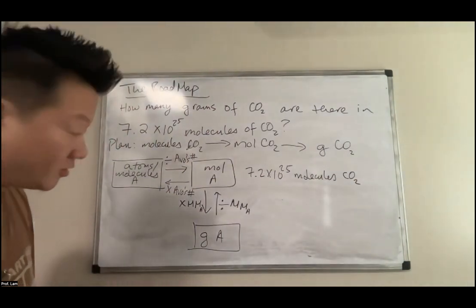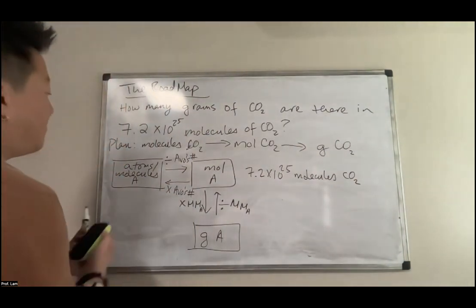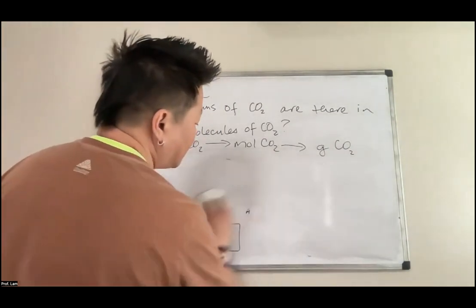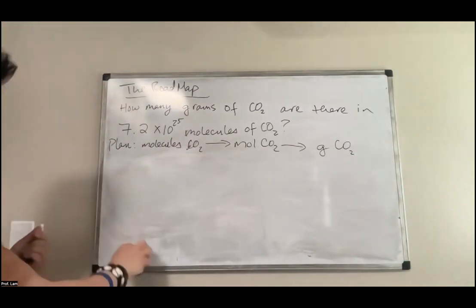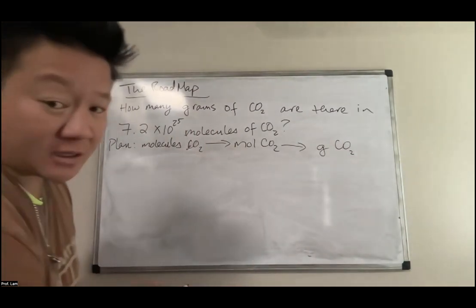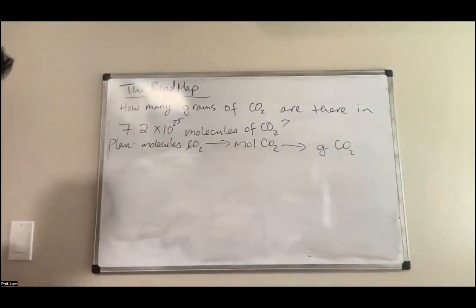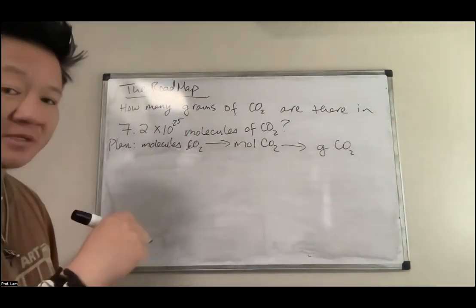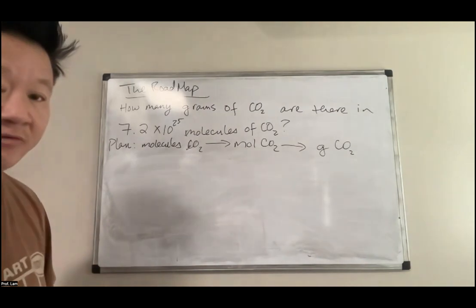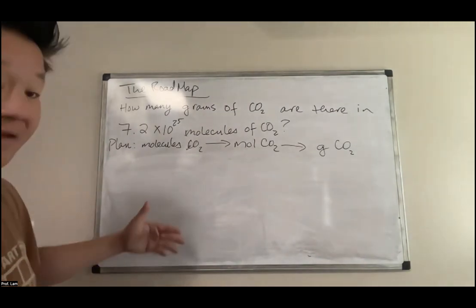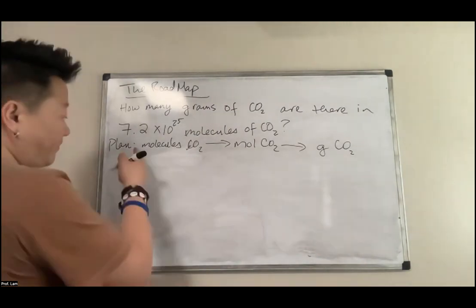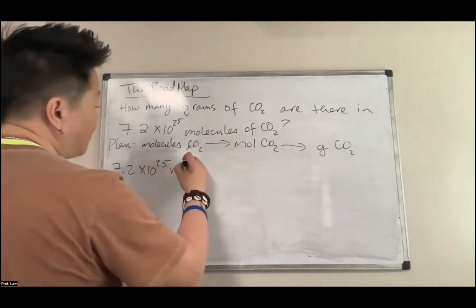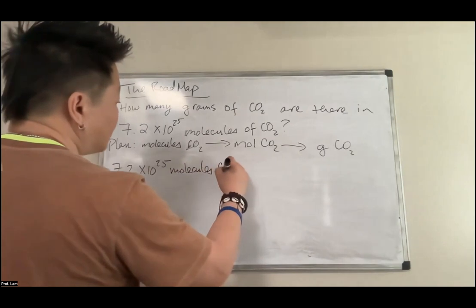Oh, I'm not gonna have room. Let me erase the map for now. You guys have it, right? You're gonna have it in your notes, so you can be looking at that. But of course, the map won't be on the exam for you, right? So you're going to want to generate that map, memorize that map, and then generate it at the beginning of the exam or something. Just have that handy. I think it's really useful. All right. So 7.2 times 10 to the 25th molecules of CO2.